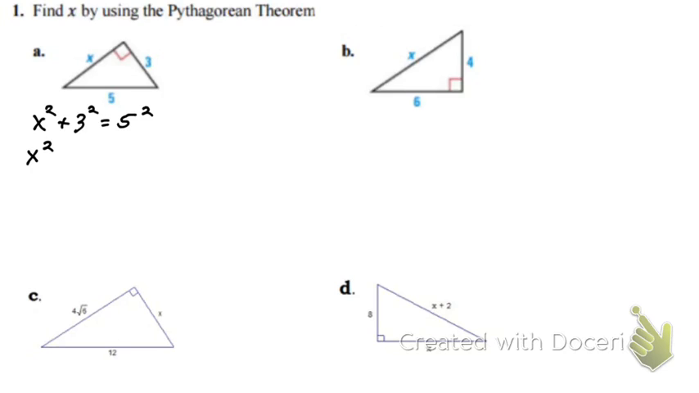Well, now we're just going to solve for x. 3 squared is 9. 5 squared is 25. Subtract 9 from both sides, and you'll have x squared equals 16. However, I did not ask you to solve x squared. I asked you to solve for x. Right now I have x squared. How do I get rid of that square? I have a square just sitting up there. I want it to go bye-bye.